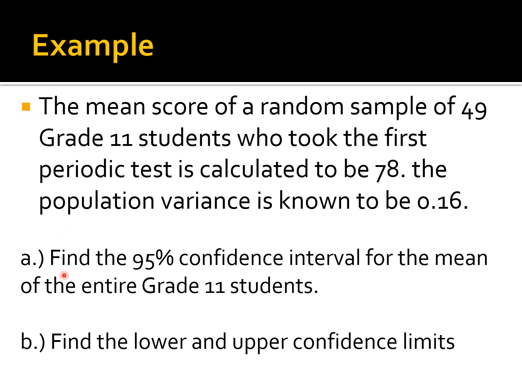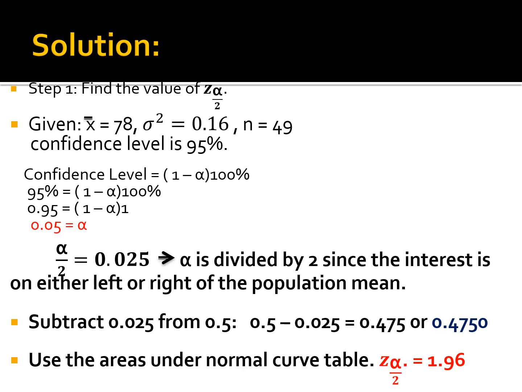Okay, for letter A, find the 95% confidence interval for the mean of the entire grade 11 students. Letter B, find the lower and upper confidence limits. For the solution, the first step is to find the value of our z value, or z score.